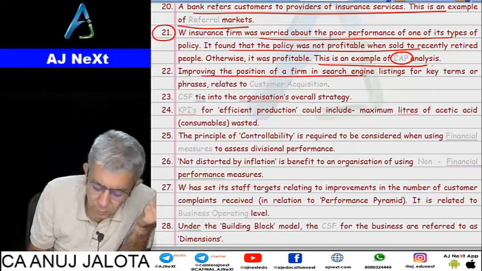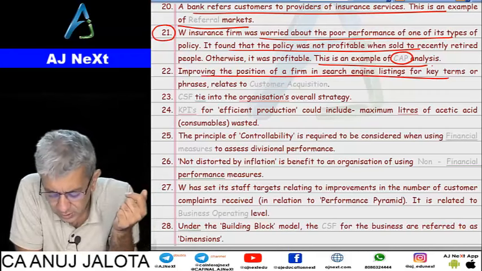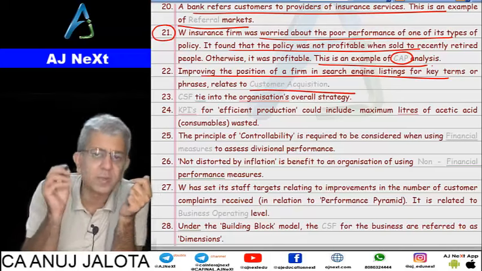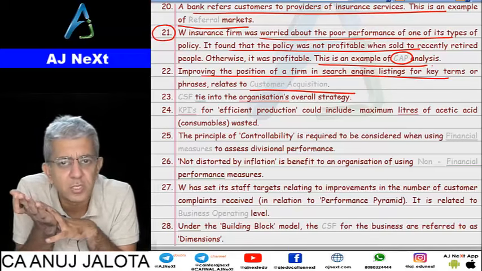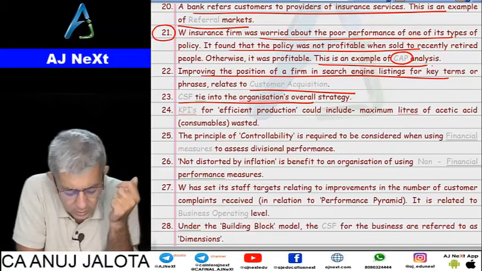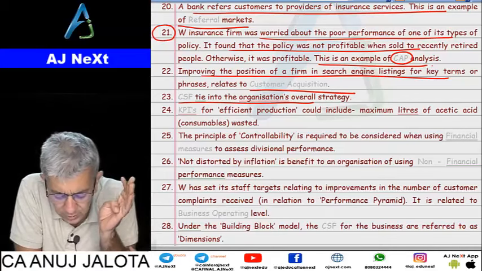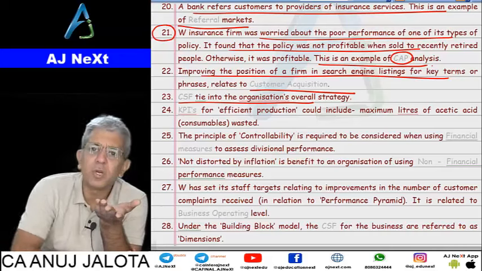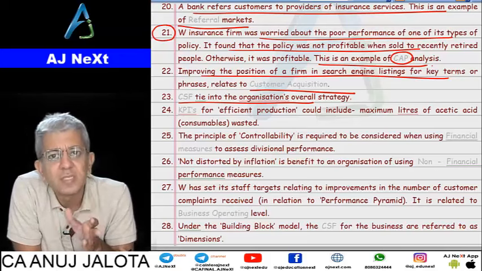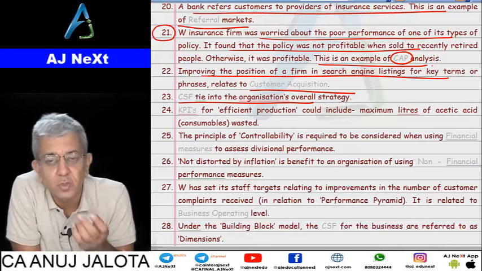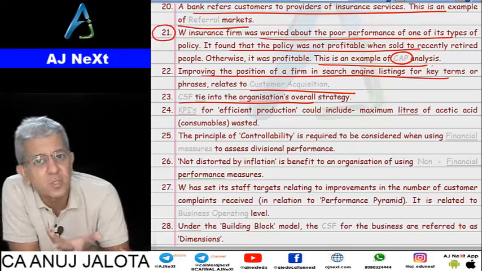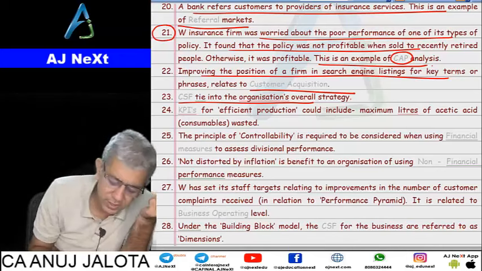Further, improving the position of a firm in search engine listings for key terms or phrases obviously relates to customer acquisition. If you put your listing up on Google search engines and so on, that will help you to acquire customers. Twenty-third, this will tie into the organization's overall strategy, and that will be your critical success factors, because these are the things that you need to be achieving. So in our strategy, these things will always be there. Suppose you want to capture the market, that is your CSF, and that will go inside your strategy.